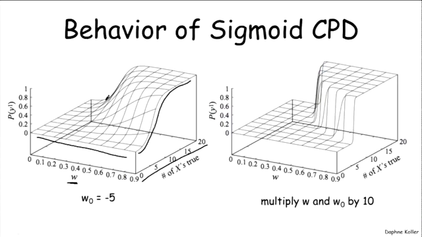This graph on the right now is what we get when we basically just increase the amplitude of the whole system. We multiply both w and w0 by a factor of 10. And what happens is that means that the exponent gets pushed up to extreme values much quicker. Z gets effectively multiplied by a factor of 10, and that means that the transition becomes considerably sharper. That gives us a little bit of an intuition on how the sigmoid CPD behaves.